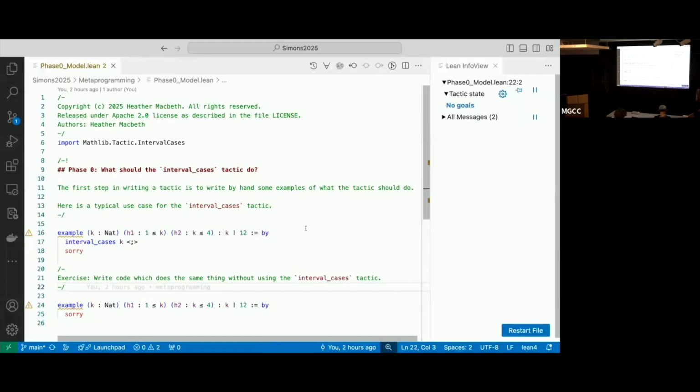Just to get you thinking along the right lines, you've seen intro and have and obtain and apply and rewrite and ring. All of these are tactics. Anyone remind me of a few others that we saw last week?